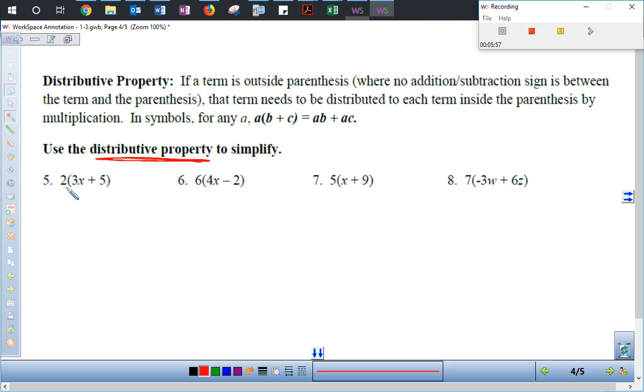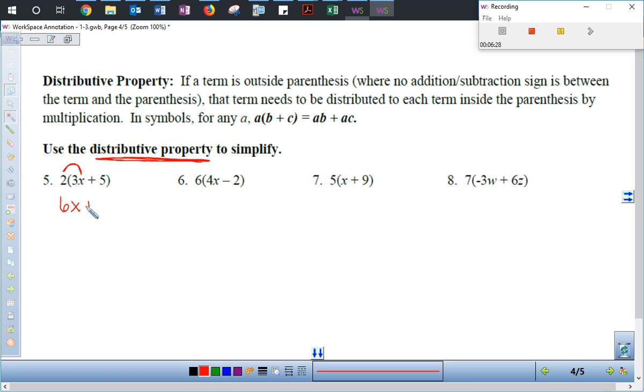We can't just multiply the 2 times the first term, 3x, and call it good, because it's not just being multiplied by the 3x. It's being multiplied by this whole term out here. So the distributive property is when we take this term out here, 2, and multiply it by everything inside of these parentheses. I can start with 2 times 3x, and that's going to give me 6x.